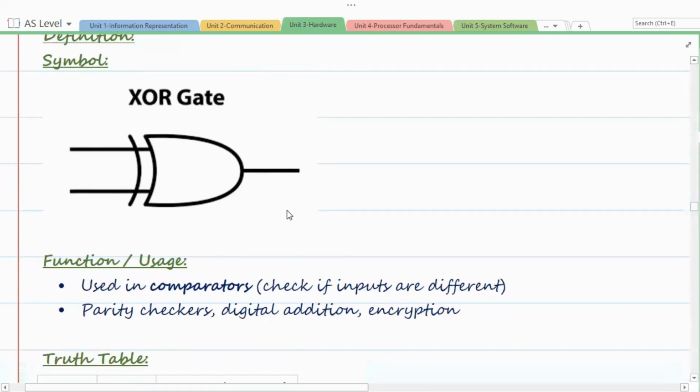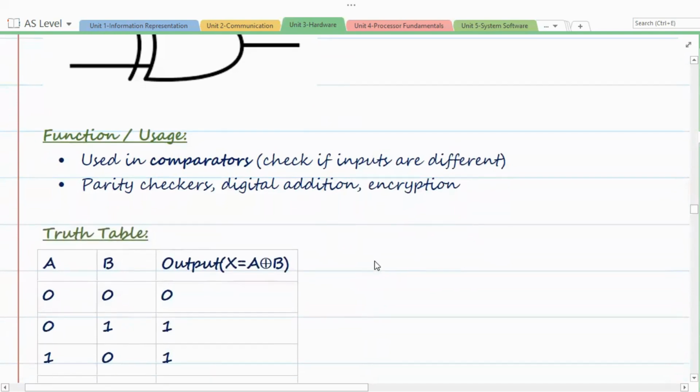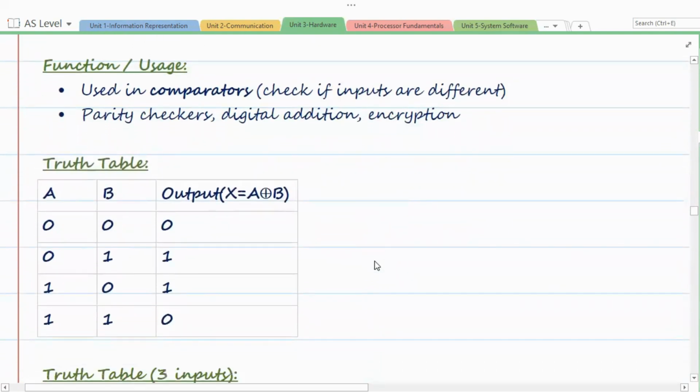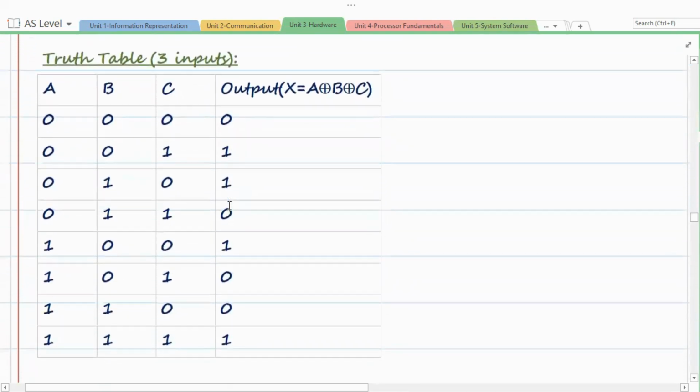Okay, this is the symbol of the OR gate, and in front there is one more arc. This is used in comparators, parity checkers, digital addition, encryption, etc. This is the truth table and this is the symbol that we use here: a plus within a circle. So when both the inputs are the same, we get a 0. Either it's 0, 0 or 1, 1, you get output as 0. You get 1 as an output only when both the inputs are opposite to each other, different, dissimilar. Okay, truth table with three inputs.